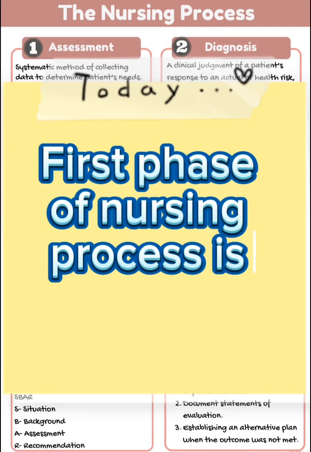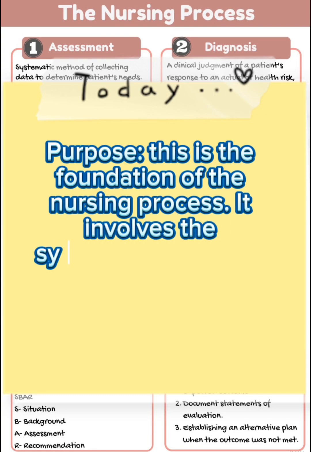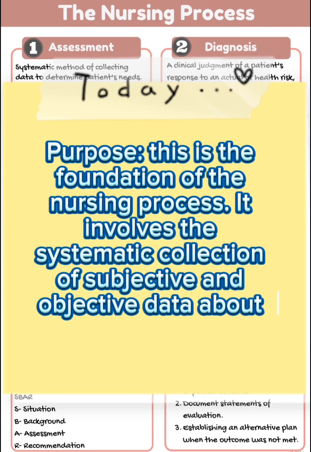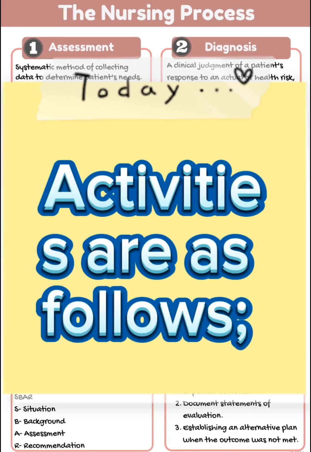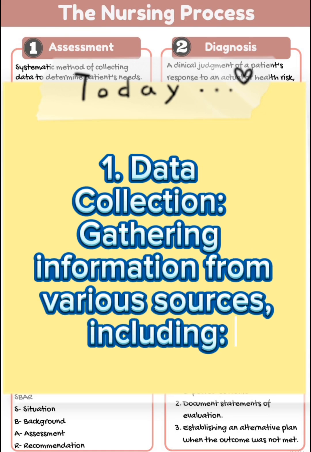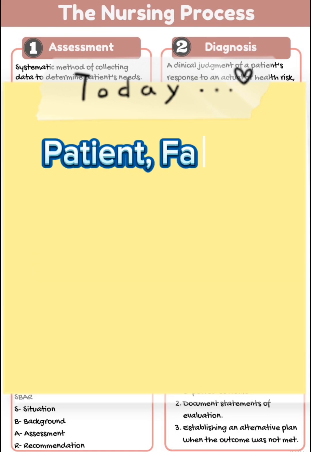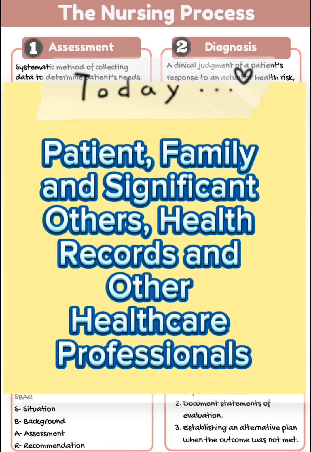First phase of nursing process is assessment. Purpose: this is the foundation of the nursing process. It involves a systematic collection of subjective and objective data about the patient's health status. Activities are as follows. 1. Data collection, gathering information from various sources, including patient, family and significant others, health records and other healthcare professionals.